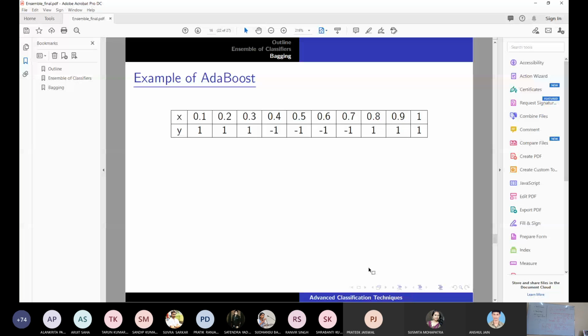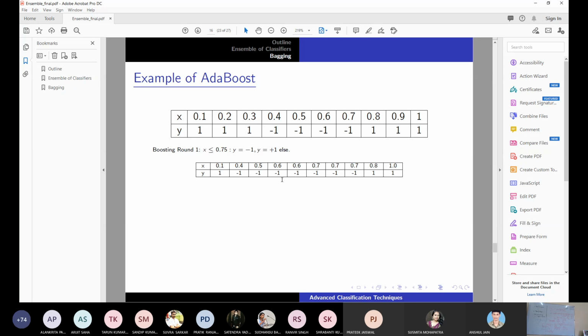Suppose you have the data set here, the same data set. First time you pick the points, all having equal weight. So you pick the points, you get boosting round one, you get this set of points. And now you got a classifier: x lesser than or equal to 0.75 is negative, and otherwise positive. If you have a level here, all are negative samples and this is a positive sample, so very likely this will be misclassified.